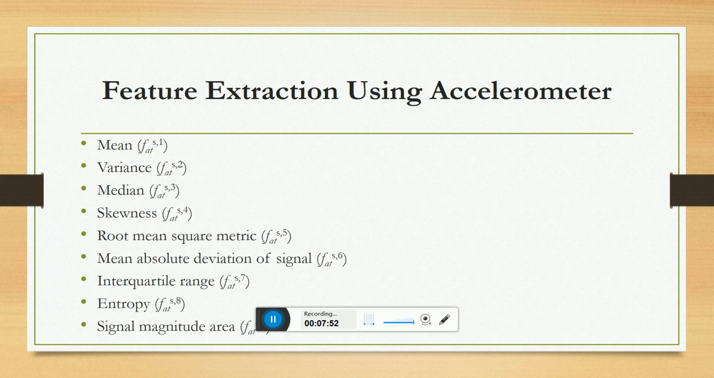And from the accelerometer, we have extracted 9 features, which are mean, variance, median, skewness, root mean square, mean absolute deviation of the signal, interquartile range, entropy and signal magnitude area.